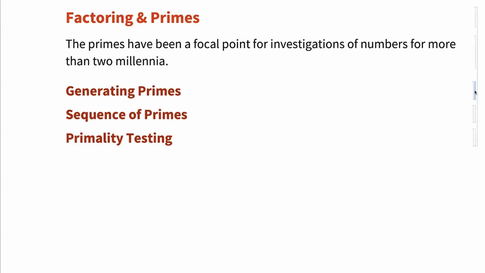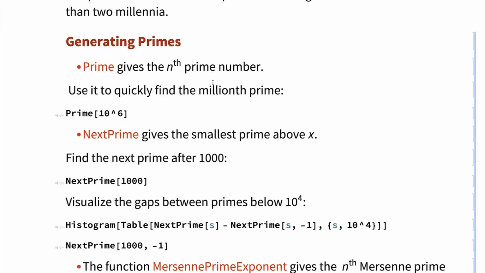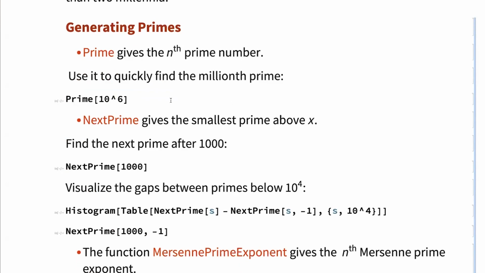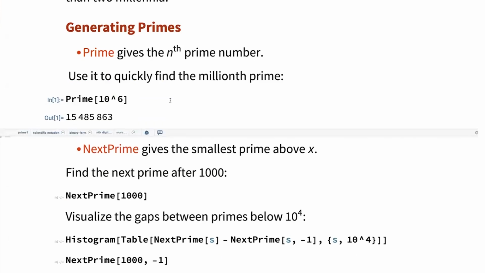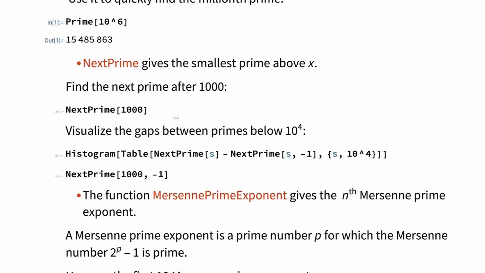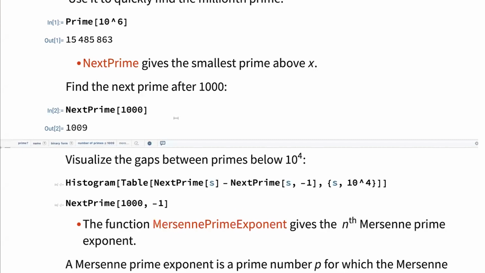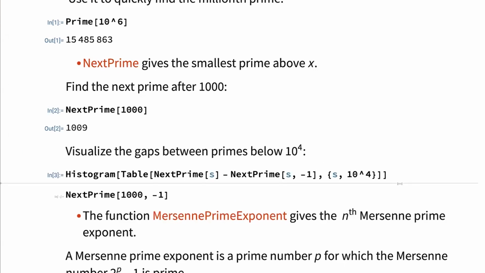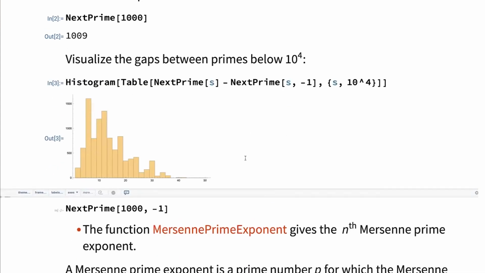So let's start with functions that generate primes. And here we have the function Prime, which gives the nth prime number, and we can use it to quickly find, for example, a millionth prime. NextPrime gives the smallest prime above x, and we can use it to find the next prime after 1000 by simply doing this, or we can visualize the gaps between primes below 1000 by running this simple line of code, and you see the histogram of it.